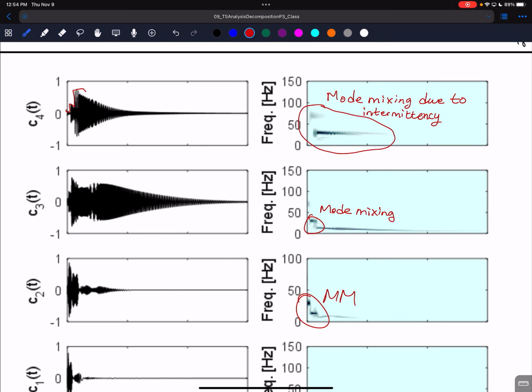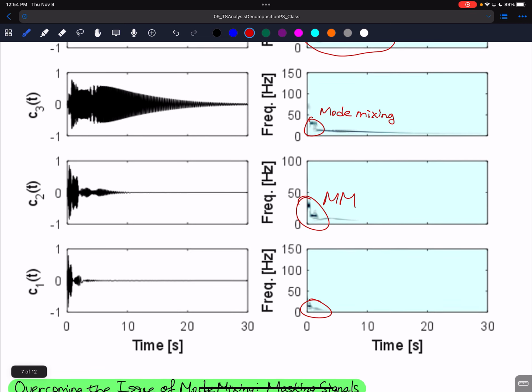And then this propagates down through the rest of the IMFs as well. And by the time we get to the first IMF, which you would hope would be representative of the first mode and therefore be the most dominant component, it actually has almost no response in it as a result of this mixing.